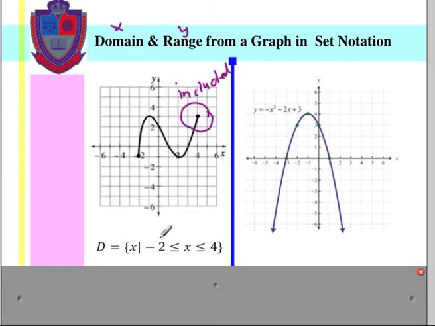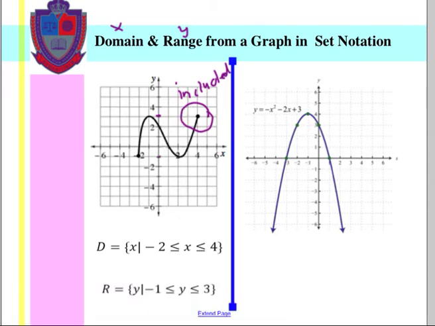Now, what about my range? Remember, range is y value, so I need to see the highest y value. In this case, it is 3 and -1. So I know my range is going to be somewhere between there. When I'm writing this notation, I'm going to do y such that -1, remember my lowest, is less than or equal to y, which is less than or equal to 3. Again, I'm using less than or equal to because it goes back to my included circle.